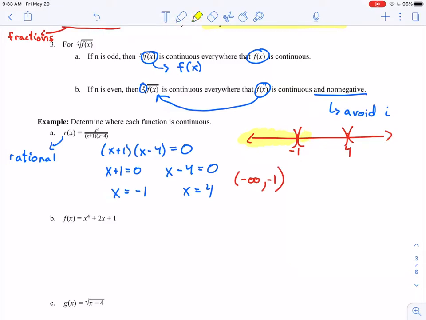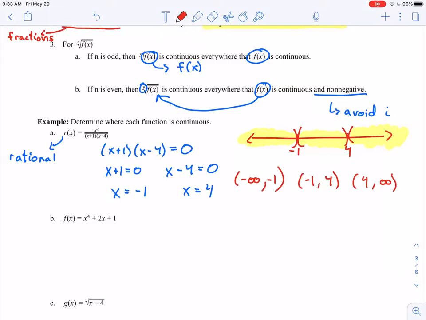Next, I want to talk about this little area right here between -1 and +4. So it's contained between -1 and +4. That interval looks like -1 to +4. And then afterwards, this right-hand interval over here, starting at +4 and working our way towards +infinity. So we would say +4 to +infinity.